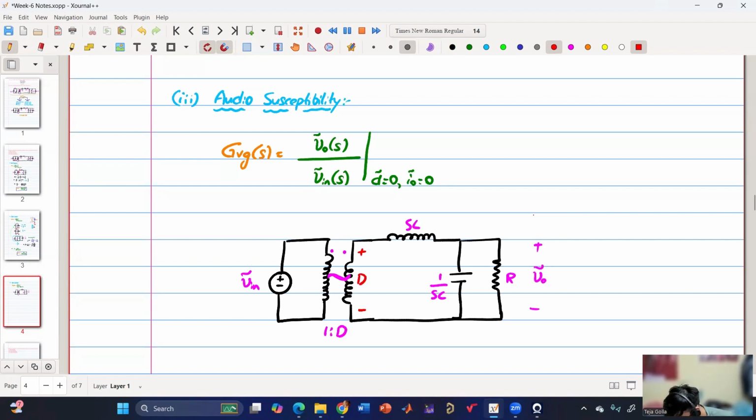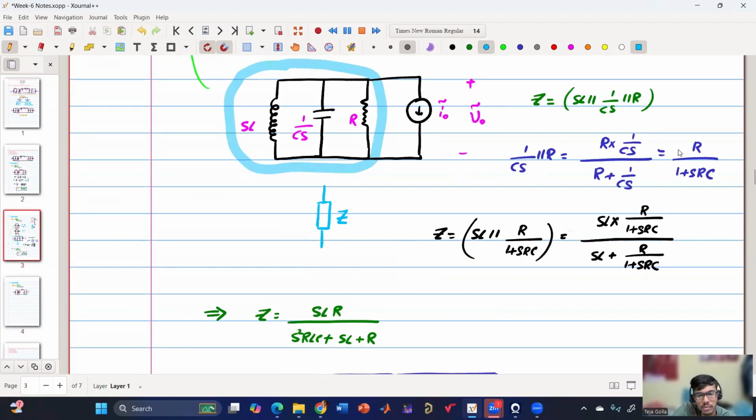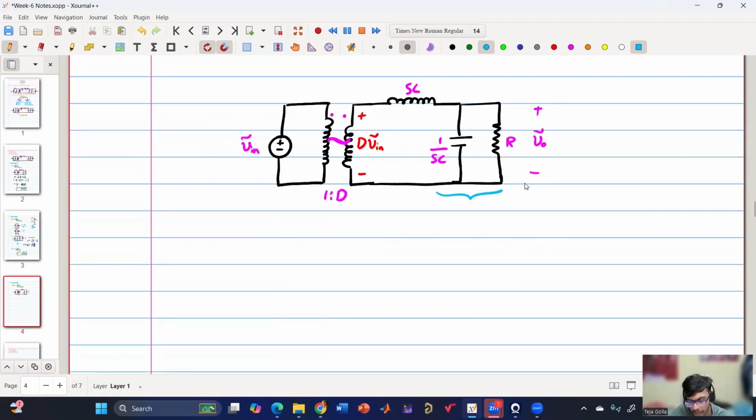D into V in tilde. We already have calculated that this impedance R parallel 1 by SC is nothing but R by 1 plus SRC. So I can replace this entire thing by an impedance, and the value of that is R by 1 plus SRC. Clear? So this SL is in series with R by 1 plus SRC.